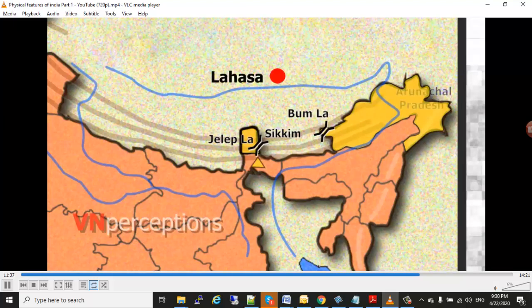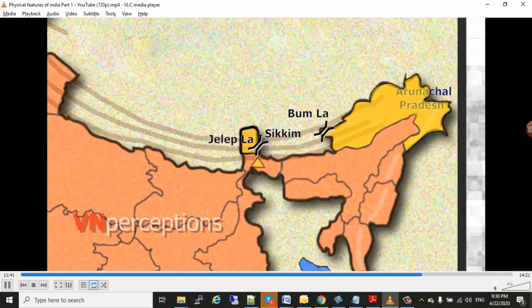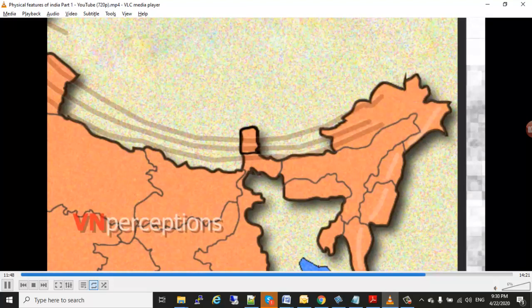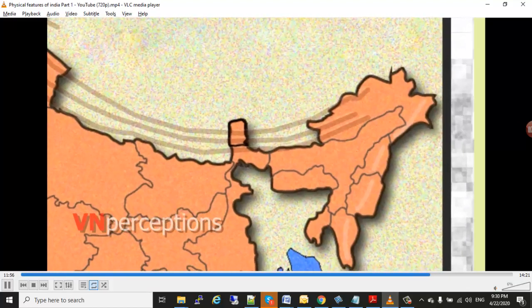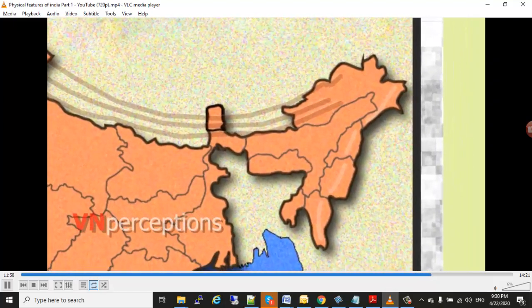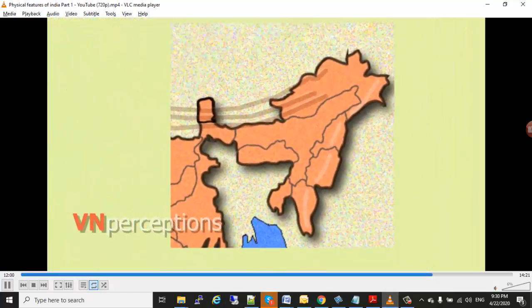So far we have seen about the Great Himalayas. Now we will learn about the associated mountains. The hill ranges running in the north-south direction along the Myanmar border are called Purvanchal. As they form the easternmost part of the country, they are called Purvachal.